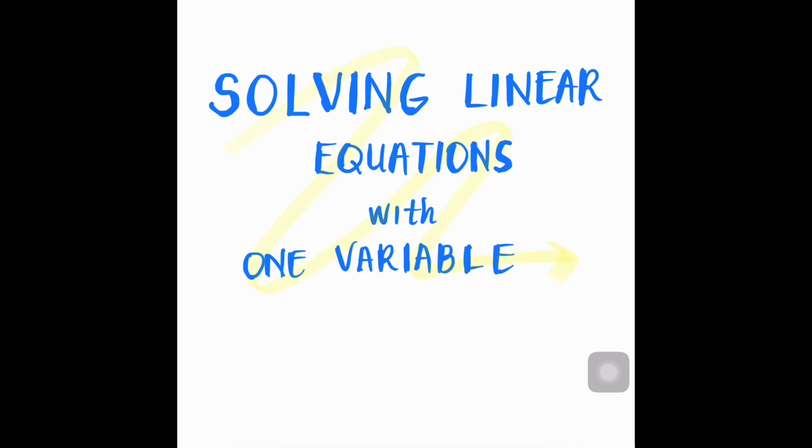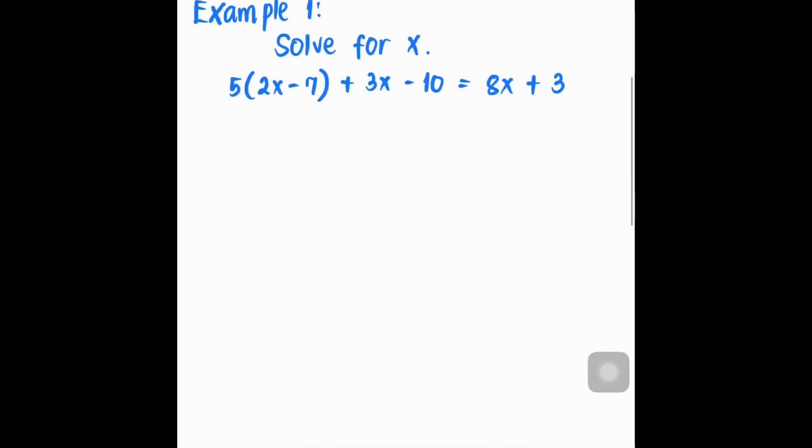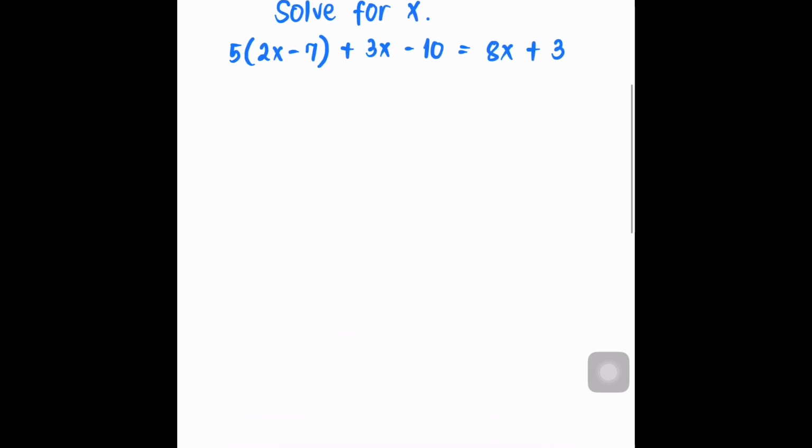For today, we will be learning about solving linear equations with one variable. Let's take a look at example number 1. Solve for x. The given equation is 5 times (2x minus 7) plus 3x minus 10 equals 8x plus 3.